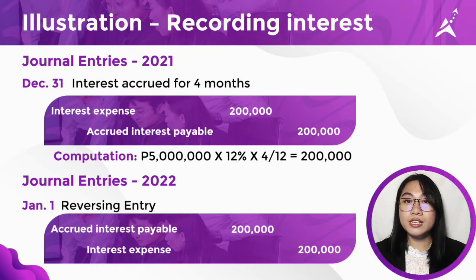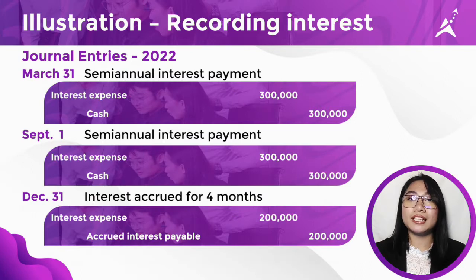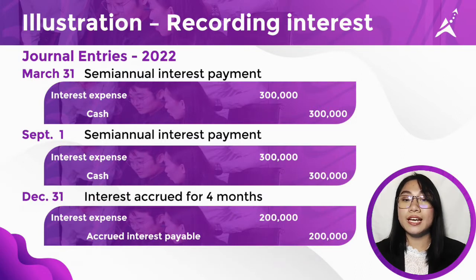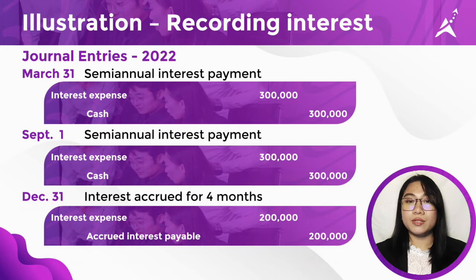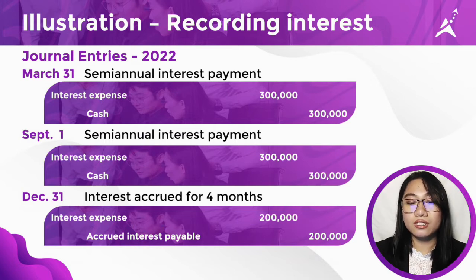Now, on January 1 of the next year, 2022, we will reverse our entry, which is debit the accrued interest payable for 200,000 and then credit interest expense for 200,000. So on March 1, our new semi-annual payment arrives, which is another 300,000 debited to our interest expense account and credited to our cash account. On September 1 again, we have a semi-annual interest payment. The same entry, only debit the interest expense and then credit the cash. And when December 31 comes, like before, we accrue again the 4 months since there is no March 1 yet.